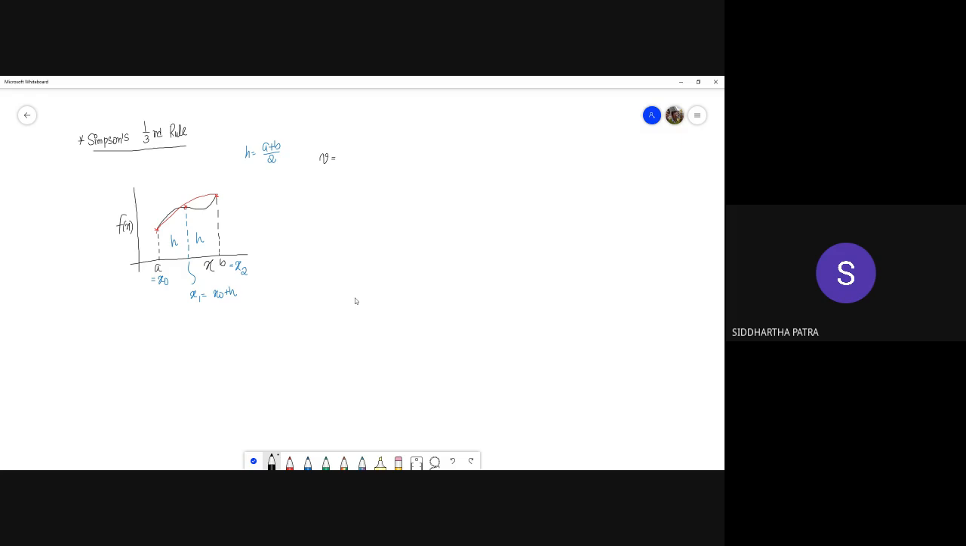And to simplify the process of integrating the actual approximate parabola, let's give it a name. Let's call it W of x, not f of x, which is the parabola. So now again, I'm defining another function v, which is x minus (a plus b) by 2, only for the sake of simplicity.